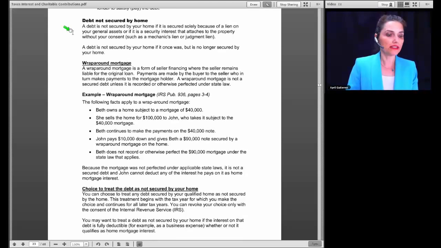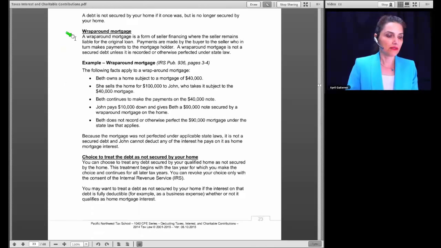Well, a debt is not secured by your home if it is secured solely because of a lien on your general assets, or if it is a security interest that attaches to the property without your consent, such as a mechanic's lien or a judgment lien. A debt is not secured by your home if it once was, but no longer is secured by your home.